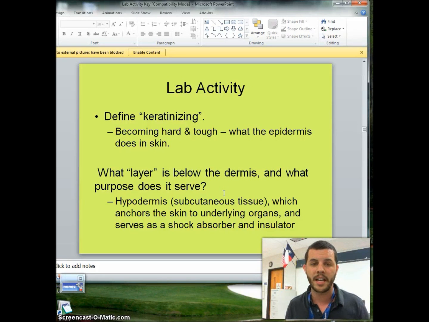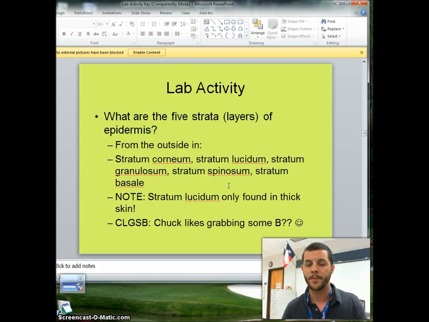Now, keratinizing, as I promised you a moment ago, is where your skin becomes hard and tough. That's actually something that we want to happen. We want our skin to be nice and hard and tough. Below the dermis, you're going to find the hypodermis, and this is subcutaneous tissue that's going to anchor your skin to underlying organs. It's also going to serve as a shock absorber and an insulator for your body.